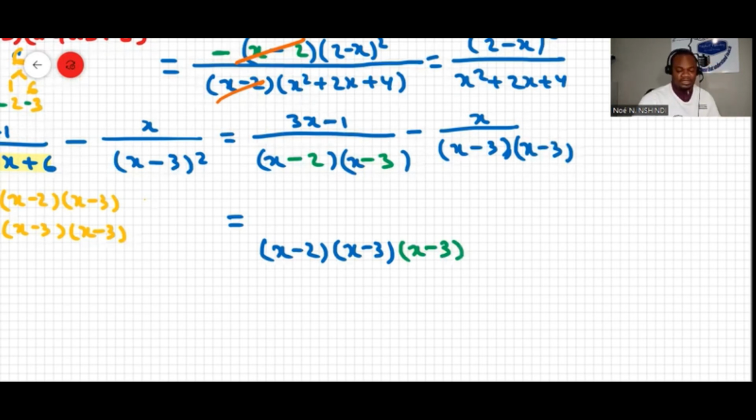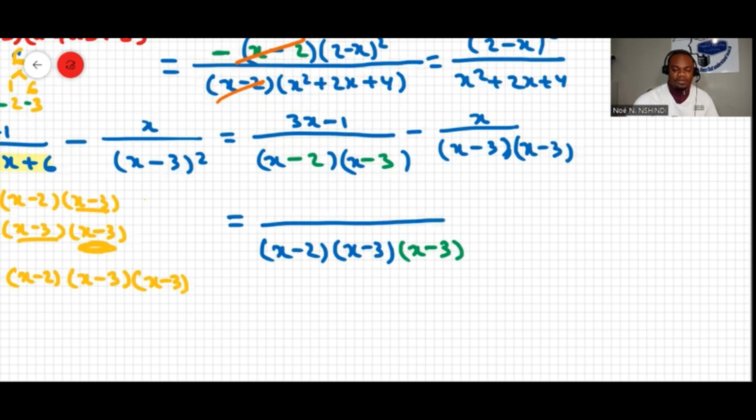Because the LCM, as I was saying, will be x minus 2. We're going to take x minus 2 and x minus 3. It is here, it is there also, but we have another one now. So this should be the LCM of these expressions. By the numerator, we have 3x minus 1. I must also multiply that part by x minus 3.